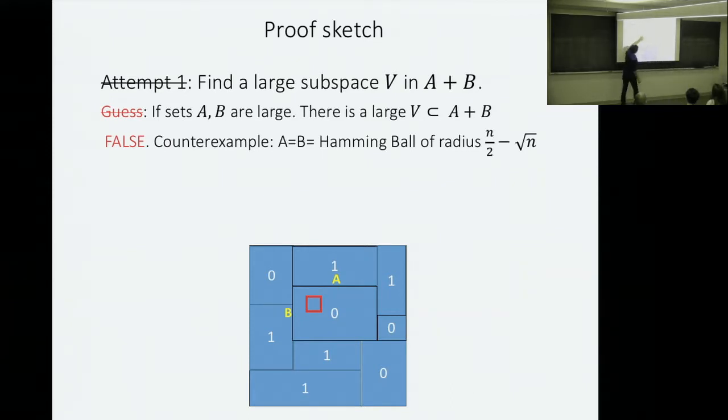So the counterexample is to take your sets A and B to be a Hamming ball of radius around n over 2 minus square root n. So this basically has constant density, but A plus B is a Hamming ball of radius n minus 2 square root n, which you can show doesn't have any subspace of codimension less than 2 square root n. But we want codimension polylogarithmic in k.